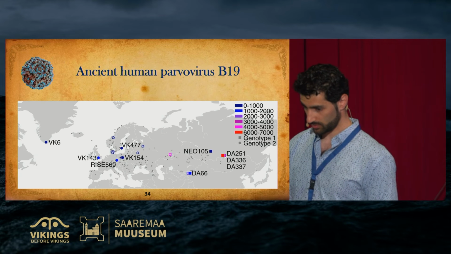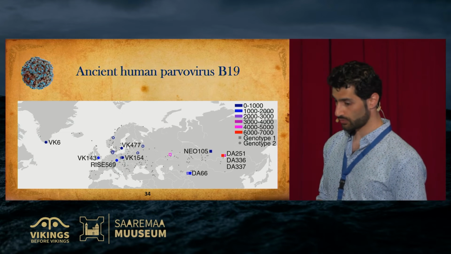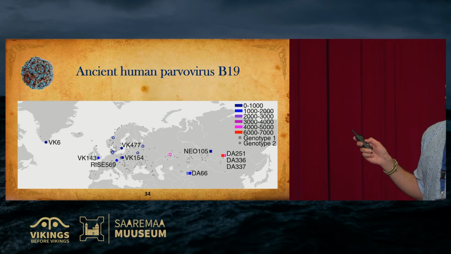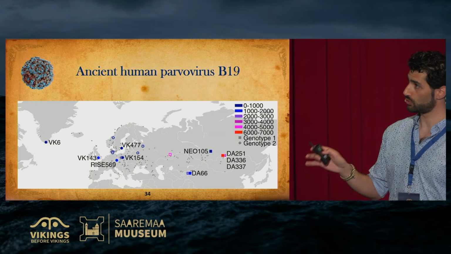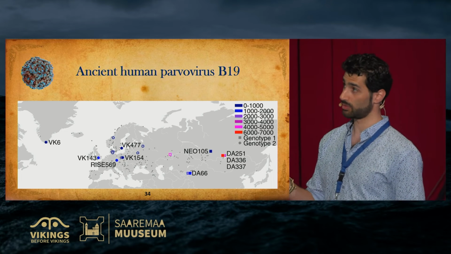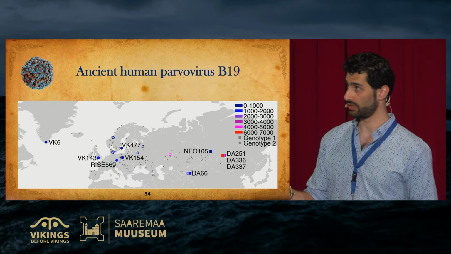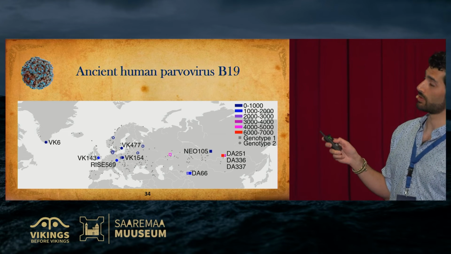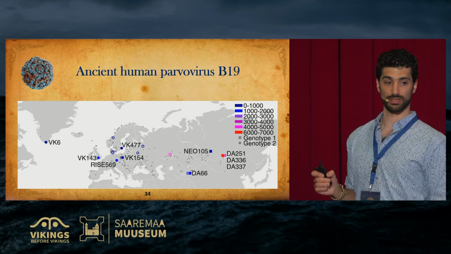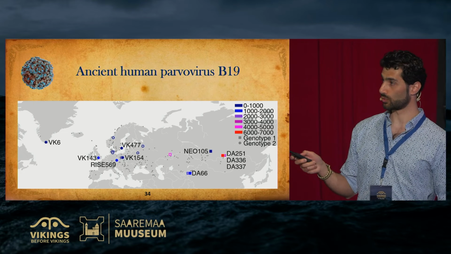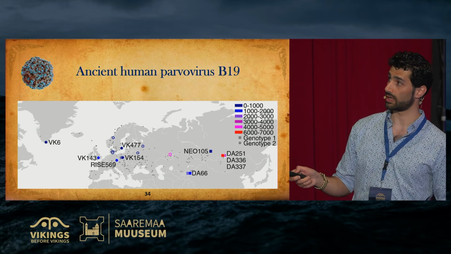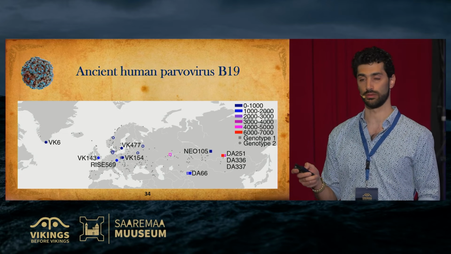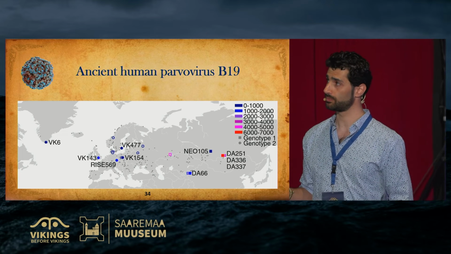This is just a screenshot from an already published paper about parvovirus B19. I wanted to show it because it clearly shows, for example, this individual, VK6 in Greenland, who was positive for parvovirus B19, and it emphasizes, for me at least, the importance of the long-range migrations of the Vikings in transmitting diseases 1,000 years ago.